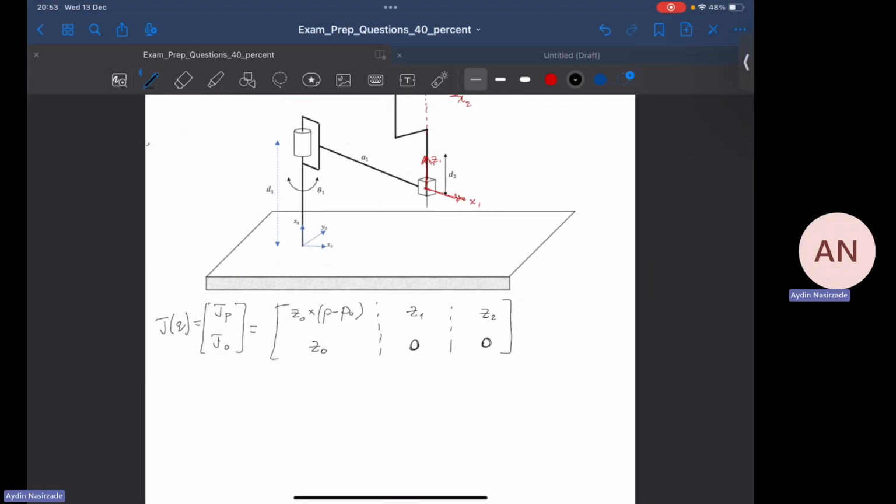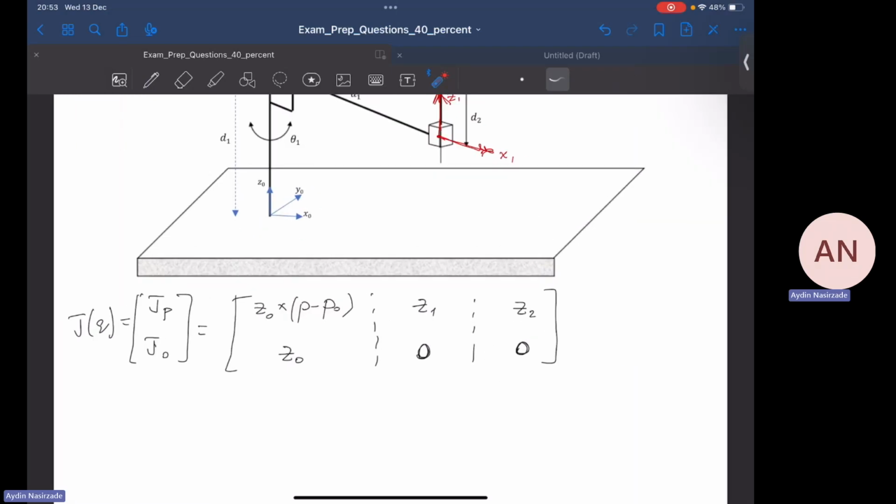Now this is the general formula. Let's see what vectors we have in this particular formula. Do we have Z0? Yes, definitely. Let's write it down. Z0 is always 0, 0, 1. Now, we know P0 always is 0, 0, 0, but we don't have anything else. We don't know anything about P, Z1, or Z2. Let's find them out.